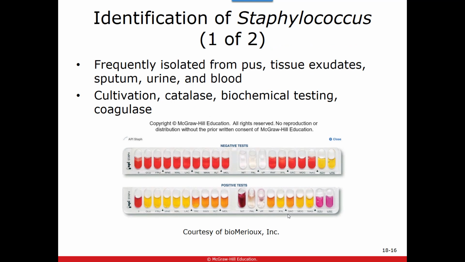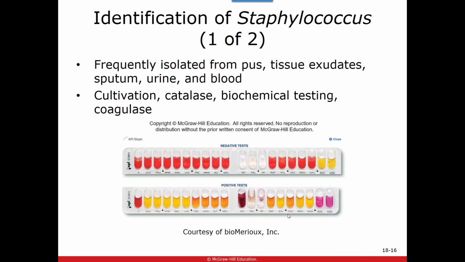But how to identify them? Well, we can find staph in a lot of different areas, but we can grow them up in a lab on plates. And one of the first things we're going to do is test to see if it is catalase positive or not. All Staphylococcus bacteria make an enzyme called catalase. I'm actually going to flip to this next slide, which talks about the catalase test.